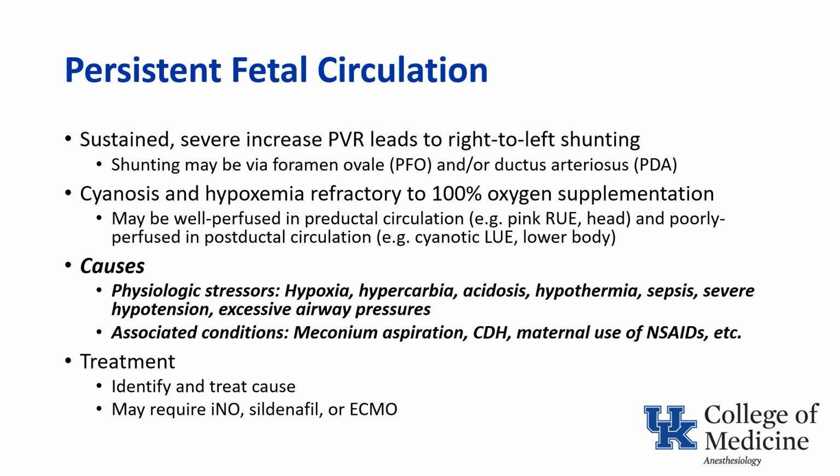Causes for persistent fetal circulation include physiologic stressors such as hypoxia, hypercarbia, acidosis, hypothermia, sepsis, severe hypotension, or excessive airway pressures. Essentially, anything that drastically increases pulmonary vascular resistance. Associated conditions include things like meconium aspiration syndrome, congenital diaphragmatic hernia, maternal use of NSAIDs, etc.